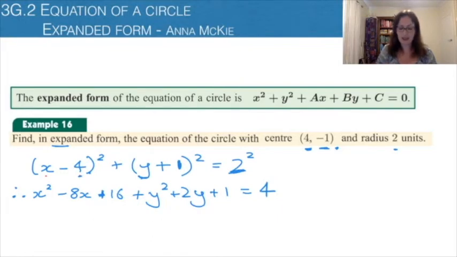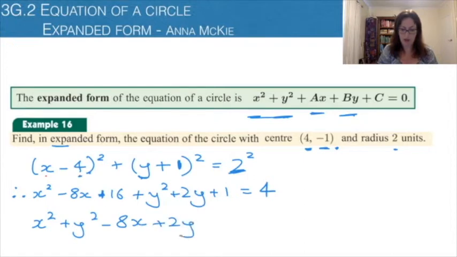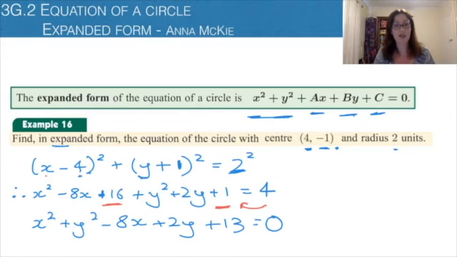You could leave it there, but it's not in the form. The expanded form has descending powers, so we would write our x squared term and then our y squared term. Then we have the x term followed by the y term. So subtract 8x plus 2y, and then the c, all the constants grouped together. So you've got 3 to take into account. You've got the +16, the add 1, and this 4 has to come over to the other side and be subtract 4. And you group all of them together to get +13, and therefore the right-hand side is equal to 0. So that is our expanded form.